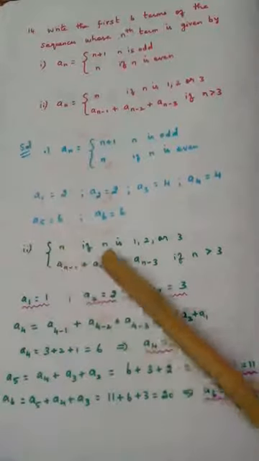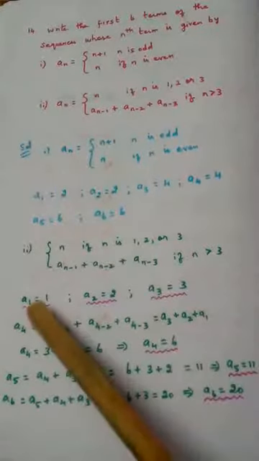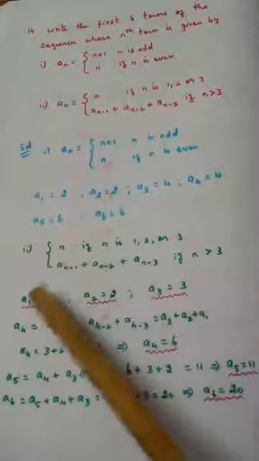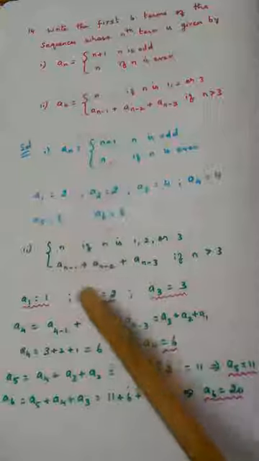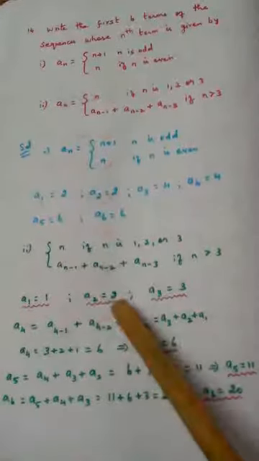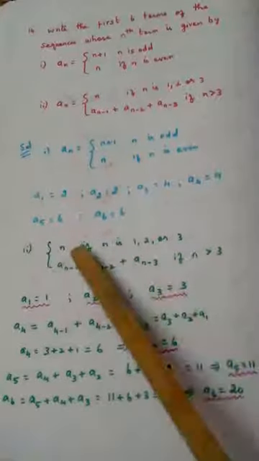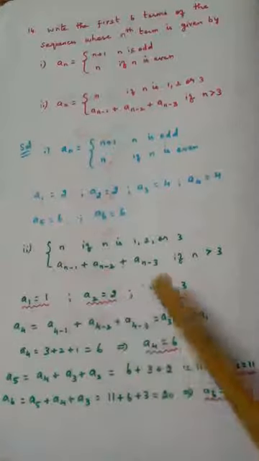n if n is 1, 2 or 3. So a1. First I am finding out the first term. If n is 1, I should use this formula. So a1 is 1. If n is 2 also, then I have to use this formula. So a2 is equal to, just put 2 in place of n. So 2 is the answer. Even for 3, I should use this formula. So a3 is equal to, in place of n put 3. So the answer is 3. So first term, second term, third term we found out using this.